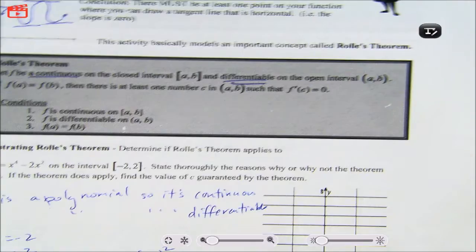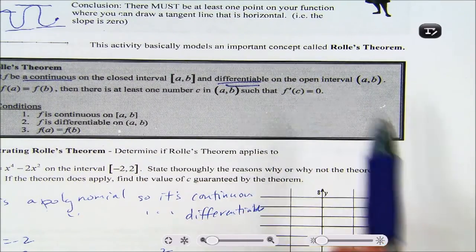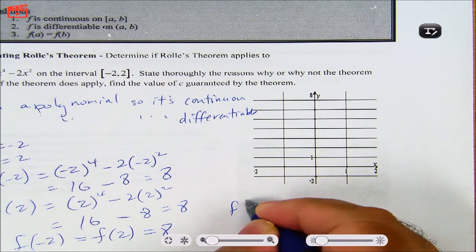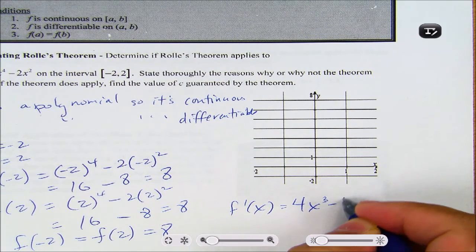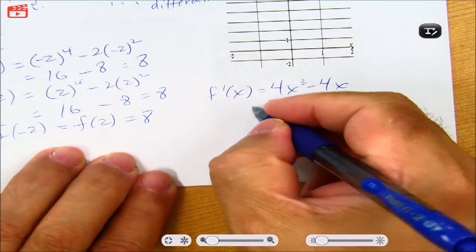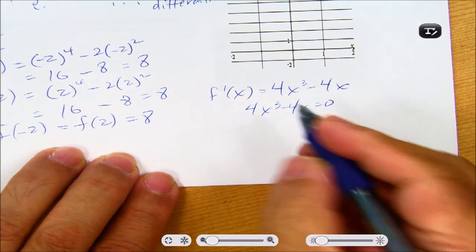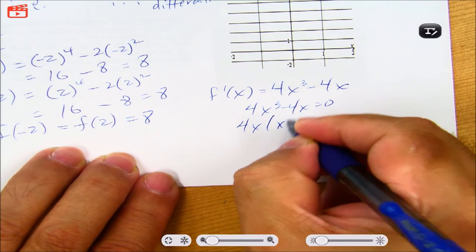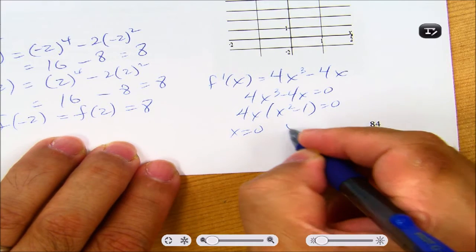So remember what the value is. It's where the derivative is equal to 0. So you take the derivative. So it's 4x cubed minus 4x. Set that equal to 0 and solve that. Take out a 4x. So you got x equals 0, and this gives you x equals plus or minus 1.